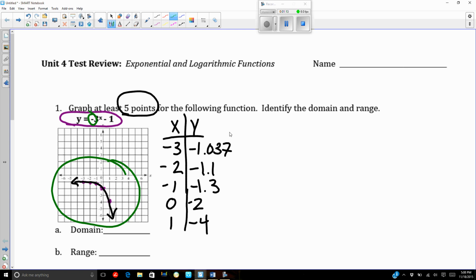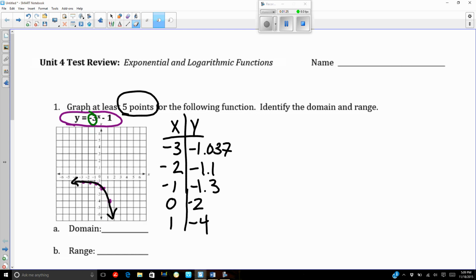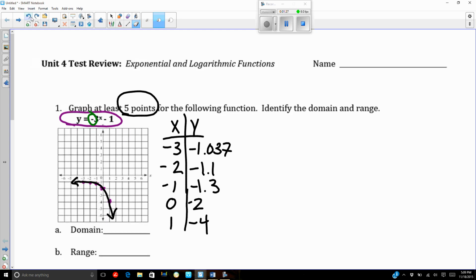And then the domain and range, it's been a while since we've talked about those two things, but remember the domain is the x values, which means how far is that graph going from left to right. And that graph is going to the left and is also going to the right forever and ever. So all the x values are being covered in this graph. So the domain is all real numbers.